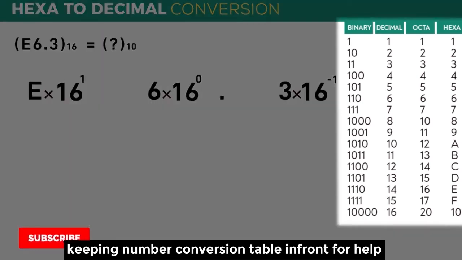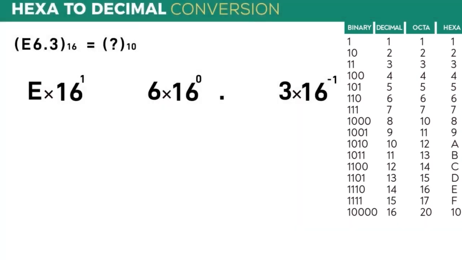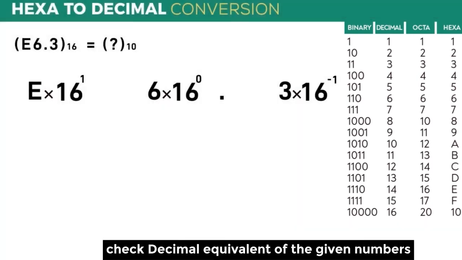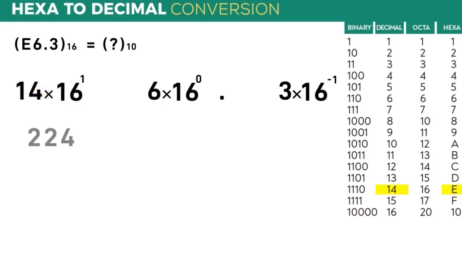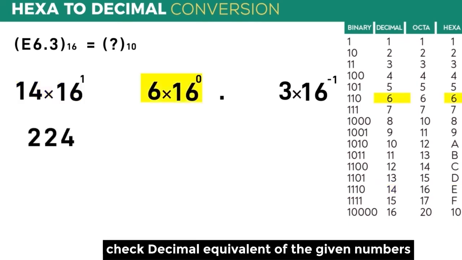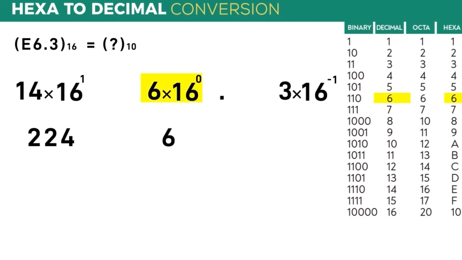Now the next step is to find out the decimal equivalent of the numbers given individually. E is equal to 14 in decimal, and if we calculate 14 multiplied by 16 to the power of 1, it will be 224. And 6 of hexa is equal to 6 of decimal as well, so there will be no change, and 16 to the power of 0 is equal to 1, so we will write 6 as it is. 3 again hexa is equal to 3 of decimal, so 3 multiplied by 16 to the power of -1 will give us 0.189.